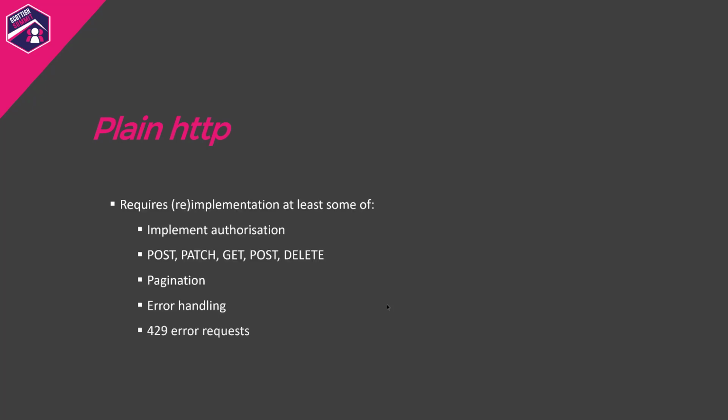So you could use plain HTTP, but if you do that, you need to re-implement at least some of the authorization, at least some of the verbs, pagination, page handling, error handling, and any retries due to reaching API limits or service protection limits, i.e. you get a 429 HTTP error, and that will maybe give you a retry again in X number of seconds, minutes.